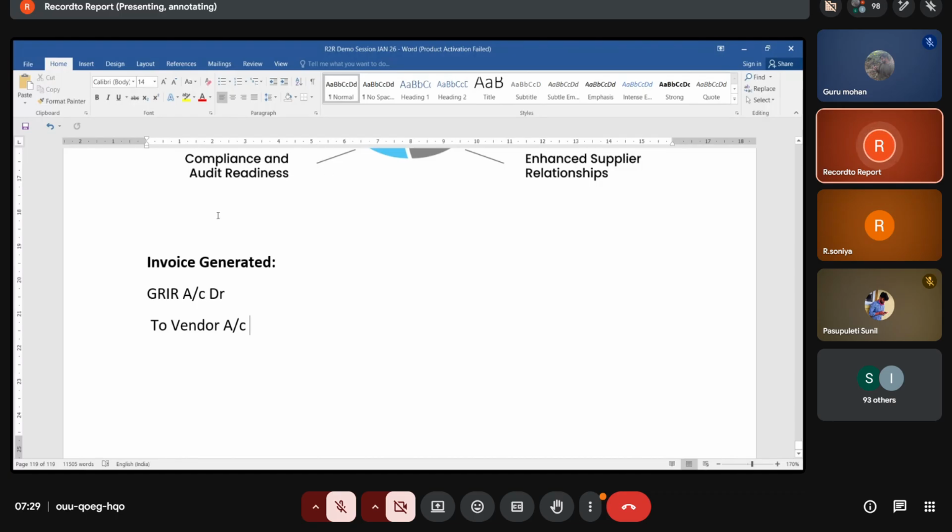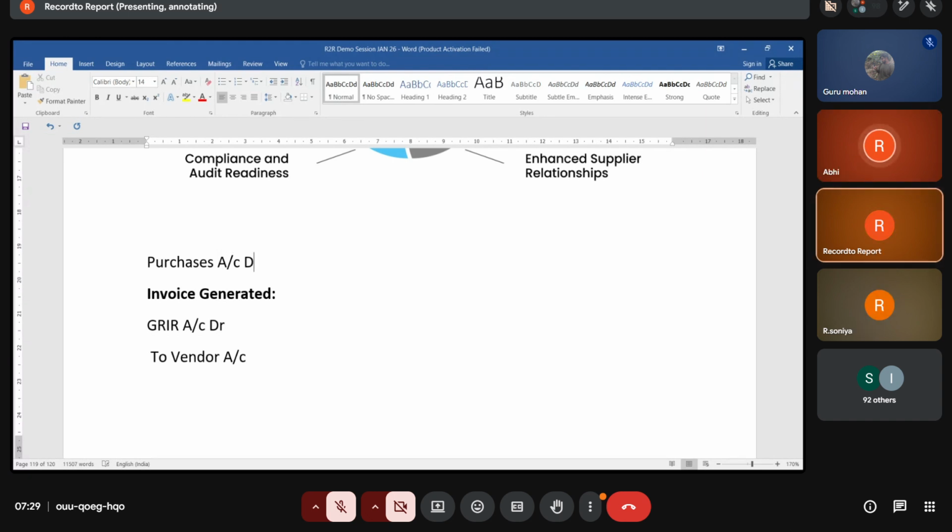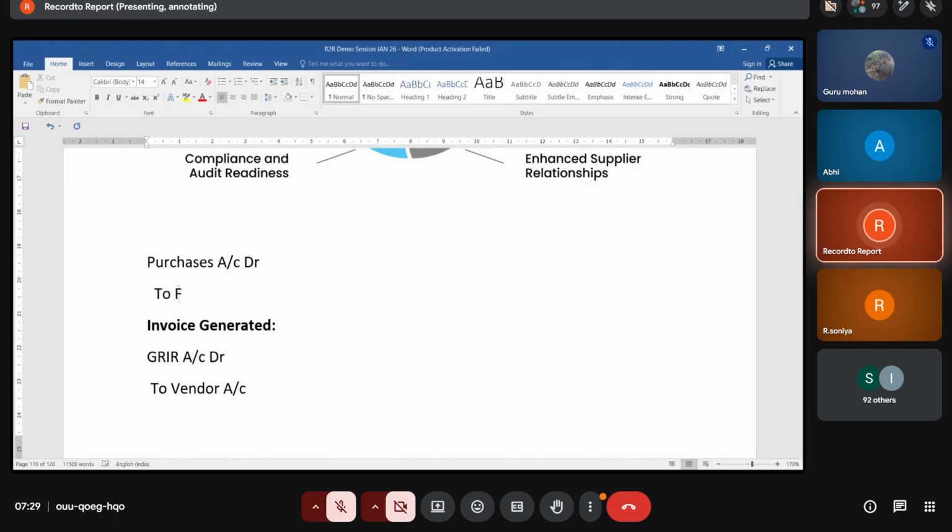What is the first entry we book here, while doing the purchase goods receipt? Purchases account debit. Which account is credited earlier? GRIR. Now what is happening here? We are crediting the GRIR account and debiting the GRIR account. Both are getting knocked off. The final impact will be purchase to vendor account. Clear?